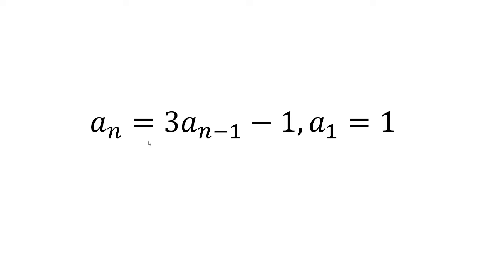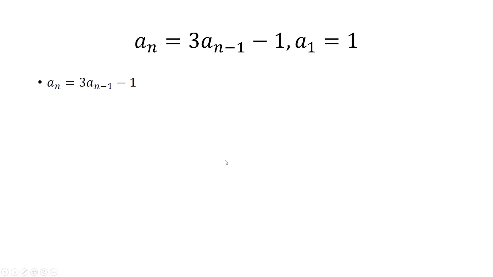We want to solve the recursive relation a sub n is equal to 3 times a sub n minus 1 minus 1, given that a sub 1 is 1. So the way we're going to do this is by working recursively on the previous term here, the a sub n minus 1. We want to get it all the way down to a sub 1.